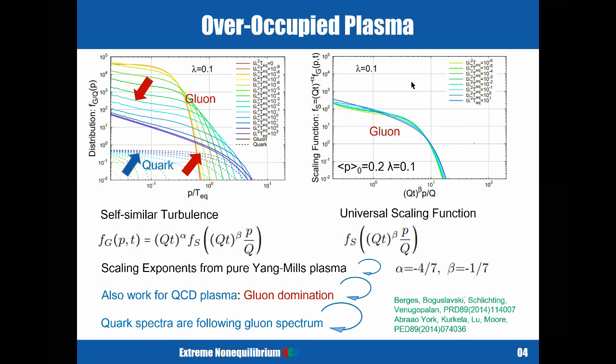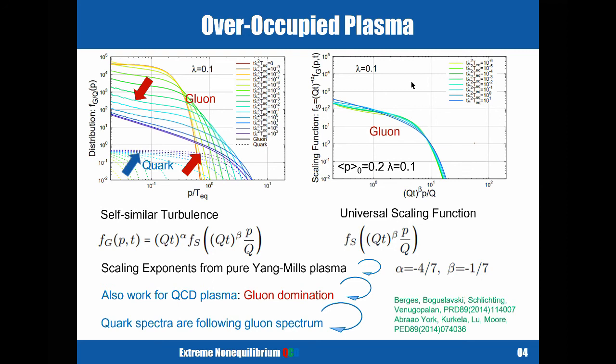So this is the turbulent nature of this equilibration, and you can do a dimensional analysis of the radiation contributions and estimate the exponents from this dimensional analysis. So this is basically from the radiation process.